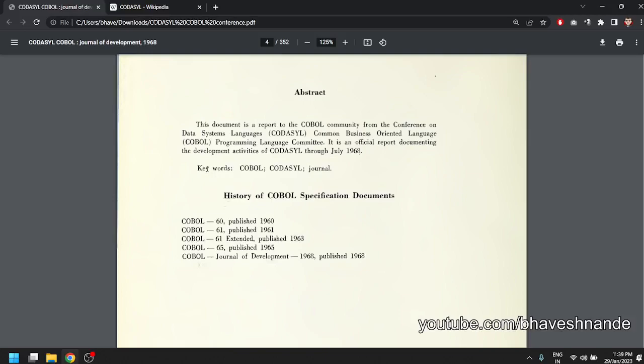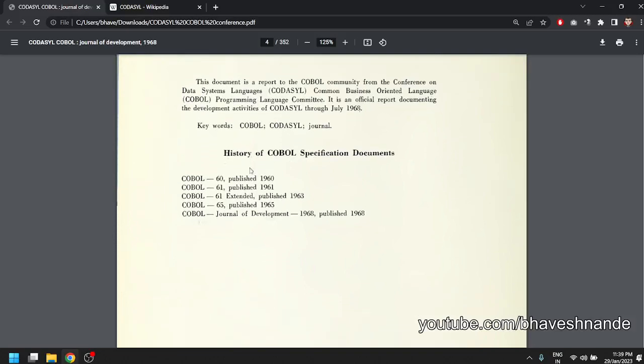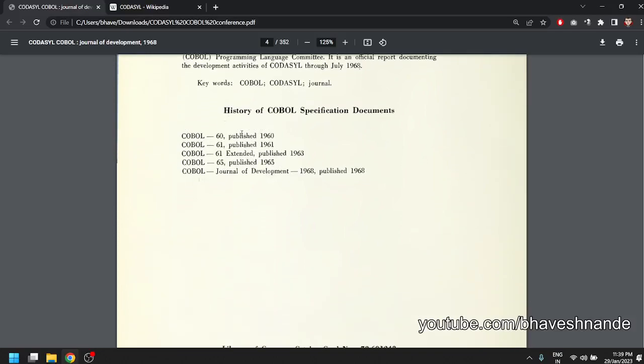So it is a documentation of sorts which keeps a track of all the development activities which were going on at that time. Okay, so let us move ahead. So, history of COBOL specification documents.